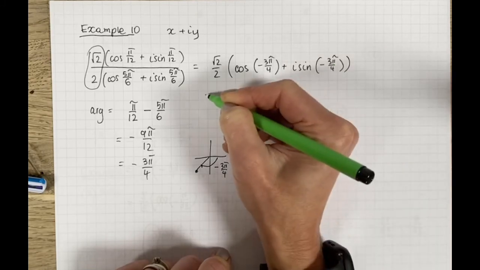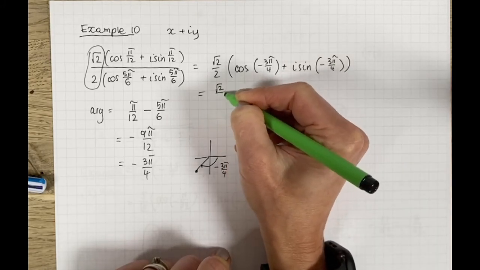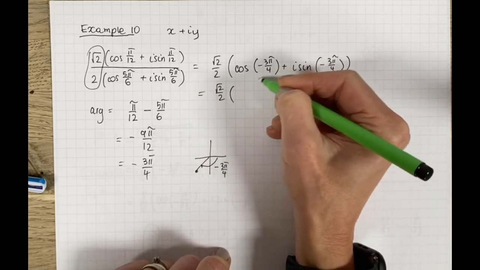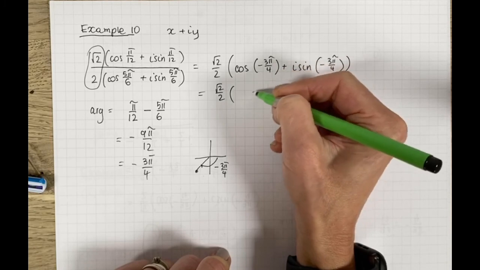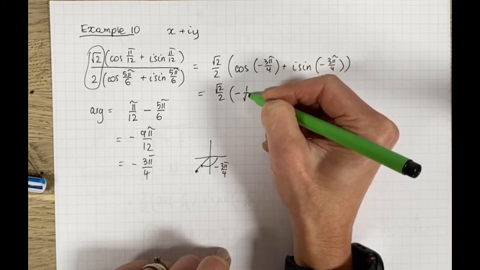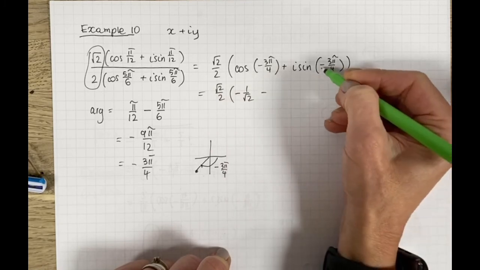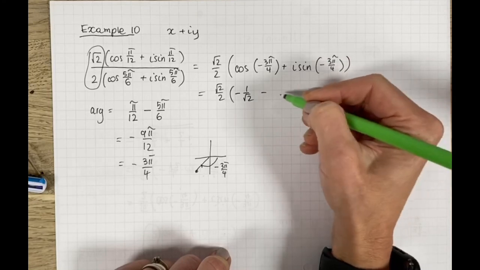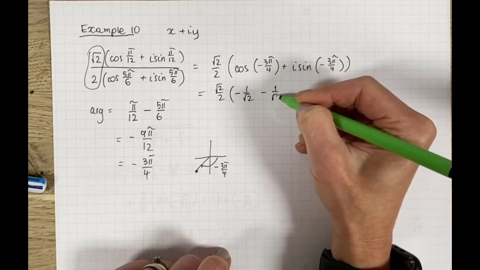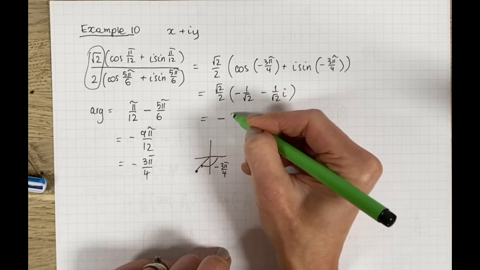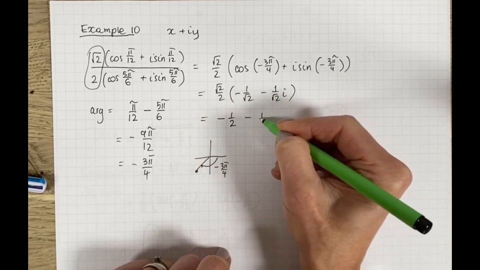Reach for your calculator and evaluate this sum. So cos, they're both negative. Minus 3 pi over 4, the calculator should give you minus root 2 over 2, or minus 1 over root 2 if you remember your exact values. And sine is minus 1 over root 2 i. Let's multiply it out and you're going to get minus a half i.